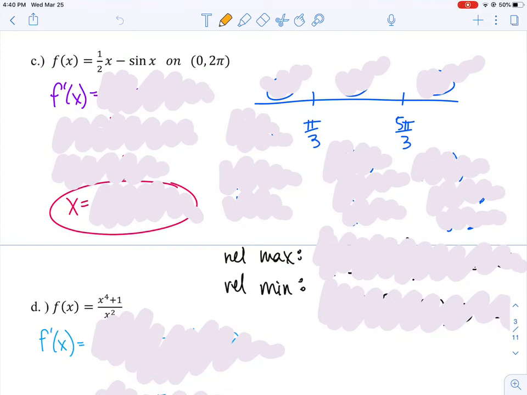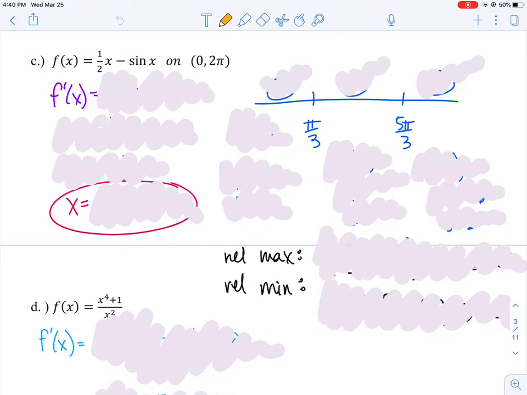We are in 4.3 and we have been talking about using the first derivative test to find relative extrema. Remember that when my derivative changes from positive to negative, we have a relative max, and when my derivative changes from negative to positive, we have a relative min. So let's do example number 2c, adding a little trig in there.